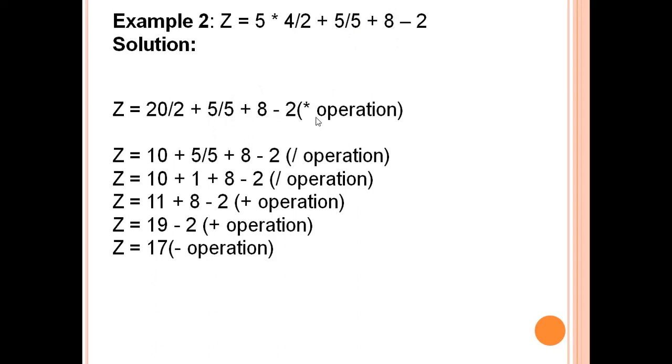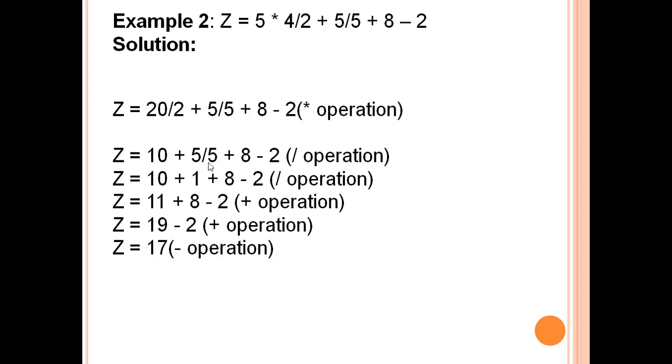After this step, the division operator is having the higher priority. From the left to right, whenever we are scanning this expression, we are having the division operator at first level. See here we have to evaluate this division operator. So 20 by 2, the result is 10. 10 plus 5 by 5 plus 8 minus 2. Again we are having the division operator.